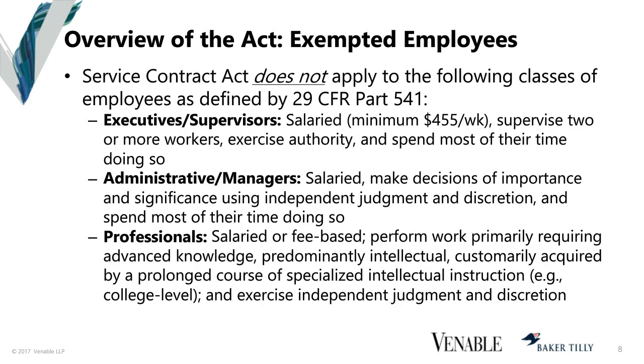We'll talk about exempted employees next. So it doesn't apply to certain employees, and these are the folks that we talked a little bit earlier that are considered exempt under the Fair Labor Standards Act. And so there's three categories of folks there. There's executives and supervisors who are salaried. They have to make a minimum of $455 a week. They must supervise 2 or more workers, exercise authority, and spend most of their time doing so.